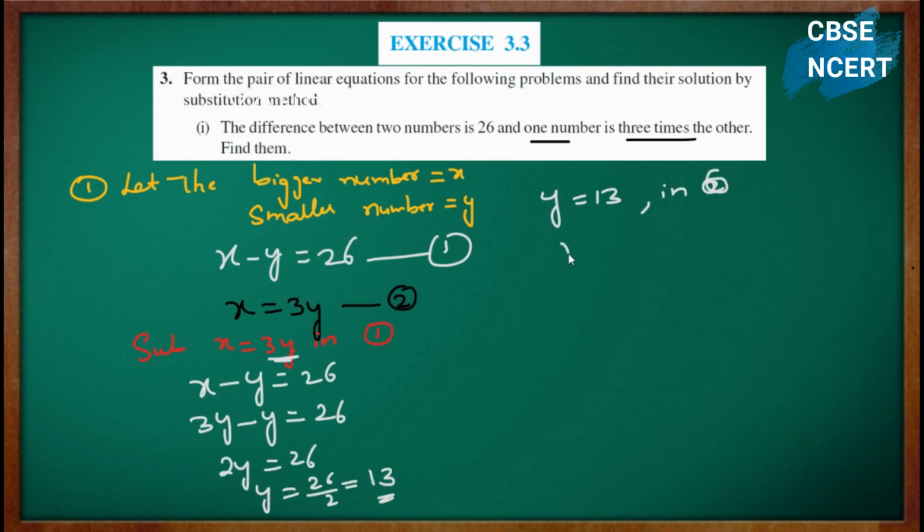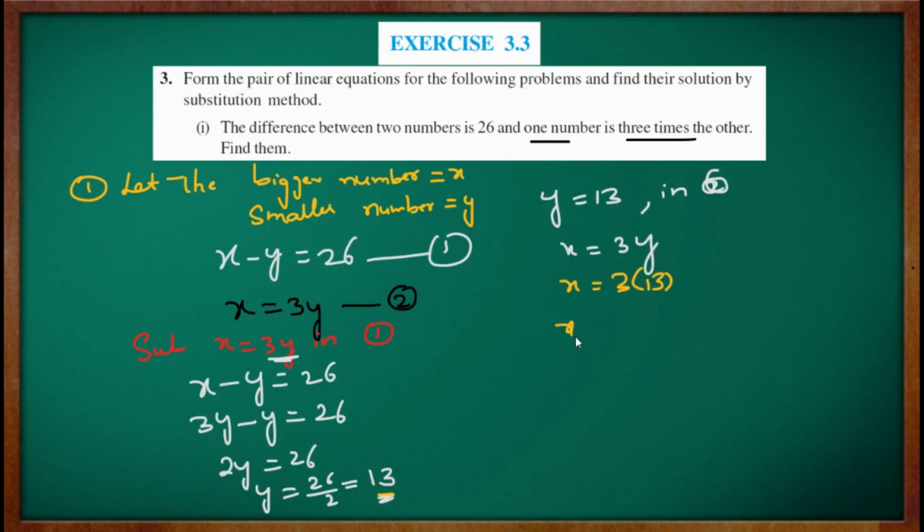Okay, what is the second equation, students? x is equal to 3y. So x is equal to 3 into 13. We already got the value of y as 13. So 3 times 13 is 39. So the bigger number is 39 and the smaller number is 13.